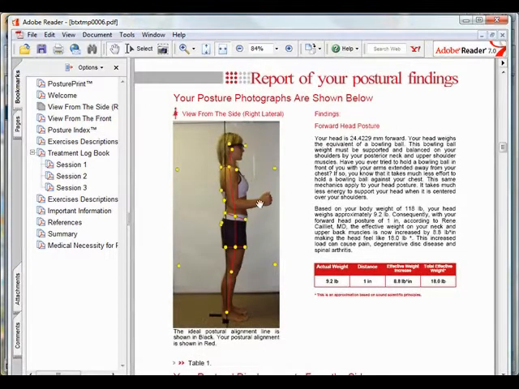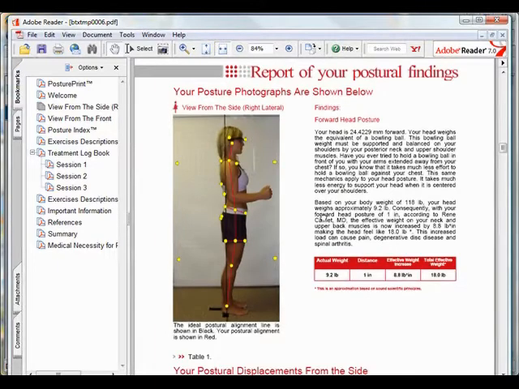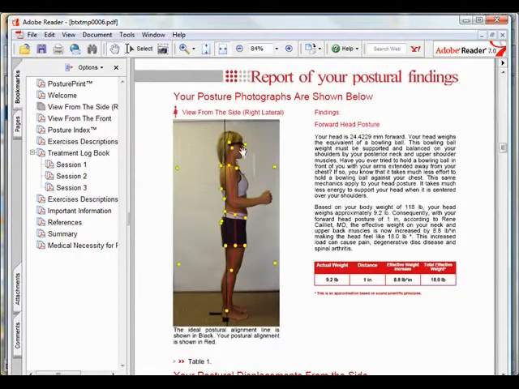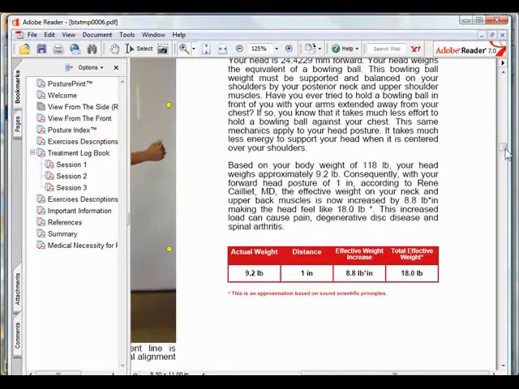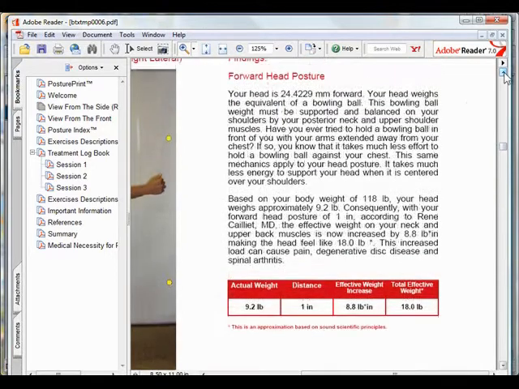And what's nice about the software is it uses estimations on, for instance, let's go ahead and use her forward head posture. I'm going to blow this up so you can see this on the video. And this is based on sound scientific principles and literature. It says that her head is 24 millimeters forward. Her actual weight of her head is 9.2 pounds. It's an inch forward, so the effective increase in weight is 8.8 pounds per inch, and the total effective weight increase is 18 pounds. That's what her head actually feels like based on physics when her head actually weighs 9.2 pounds. That's pretty powerful for the patient to understand.